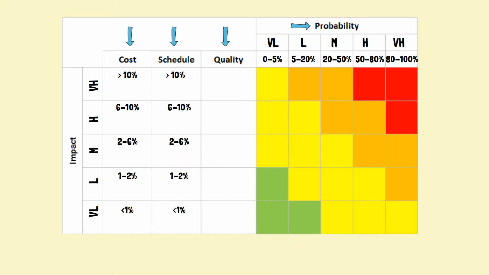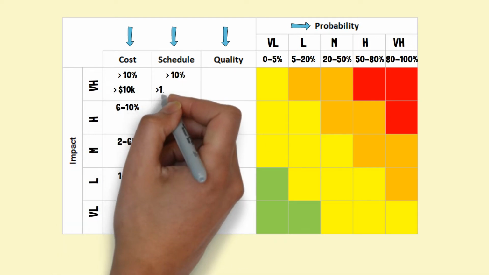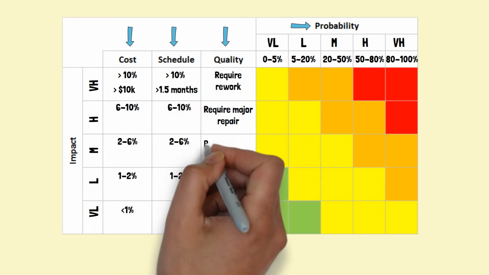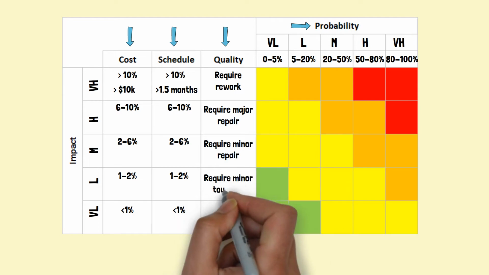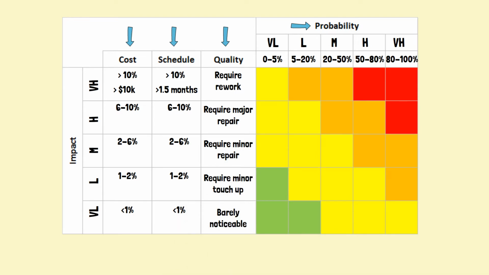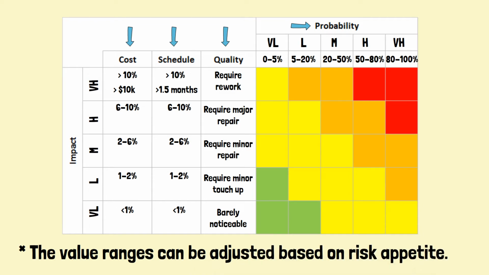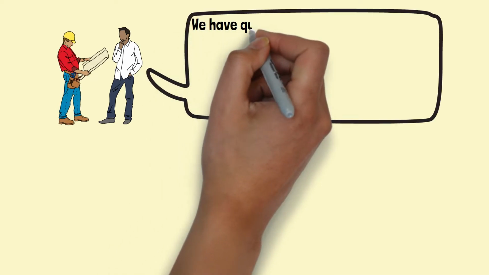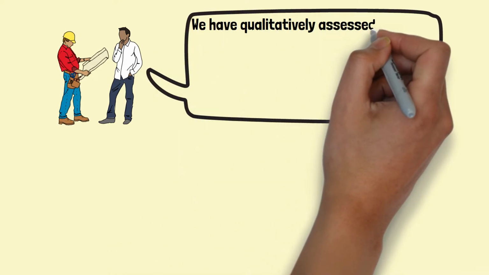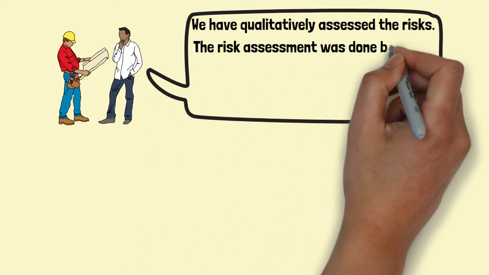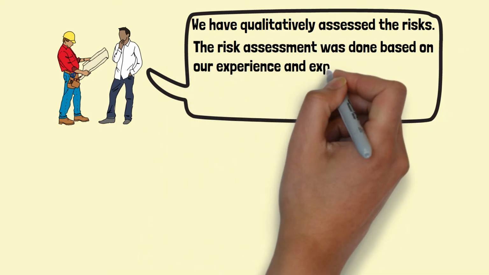The percentage can be translated to values conveniently. For the quality impact, John derives the descriptions, after getting professional advice from his contractor. I would like to remind that the probability and impact ranges can be adjusted based on your risk appetite. After John and his contractor have identified a list of risks, their probabilities and impacts are assessed qualitatively. The assessment is done based on their past experience and expertise.